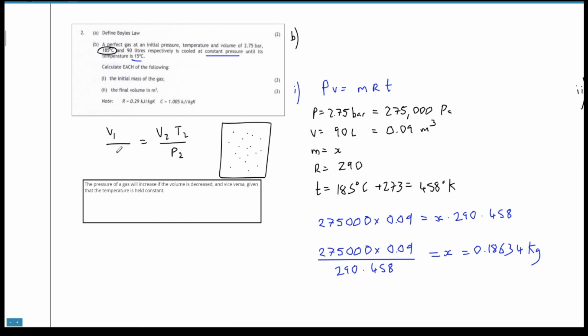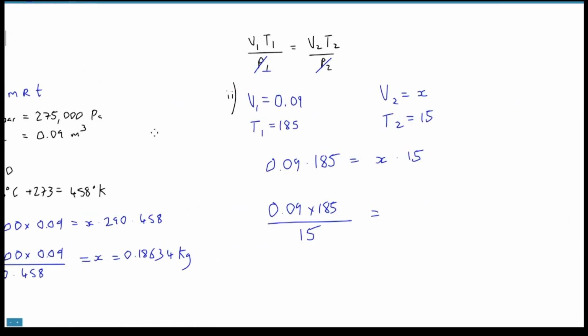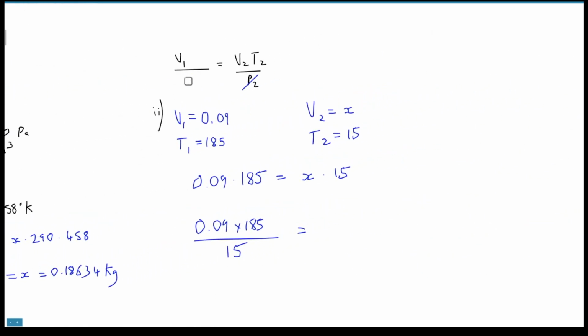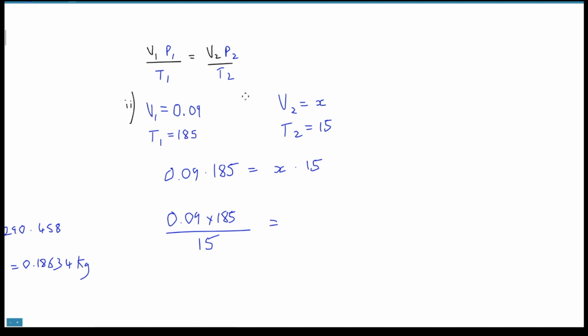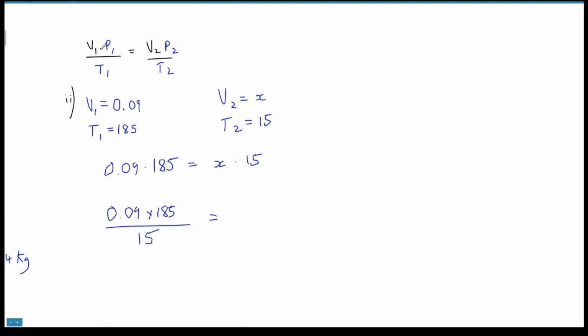So this is wrong. This should be the temperature on the bottom and the pressure on the top. Well, luckily I fixed that. The pressure of the gas will, yeah, it does say that, because the mass is held constant. Let's fix this one over here. We should have the pressure 1 on the top and the temperature on the bottom. Wow. Can't believe I messed that up, but we all make mistakes, so luckily I fixed it, so it's all good.